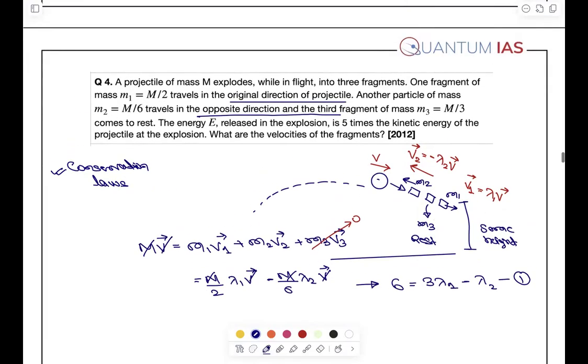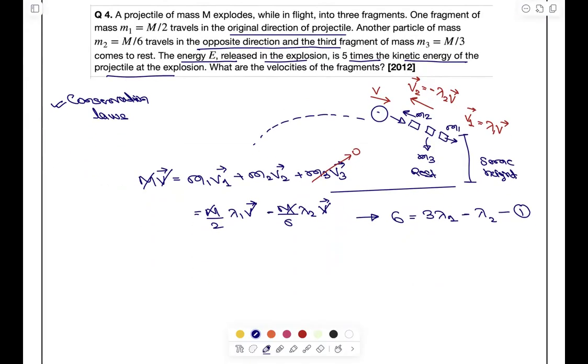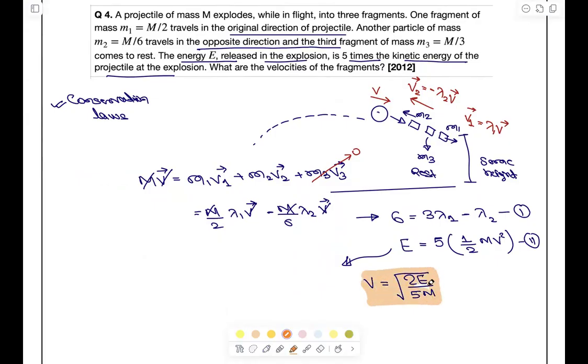Now what is the second equation I can make from here? They are saying the energy released in the explosion is 5 times the kinetic energy of the projectile. That means the energy released is 5 times the initial kinetic energy, half mv square. So from here also we can find the value of v. V will be the square root of 2E by 5m, and this we are going to use later.